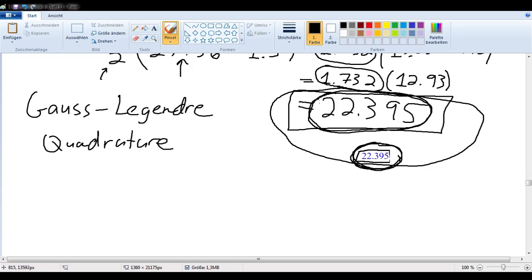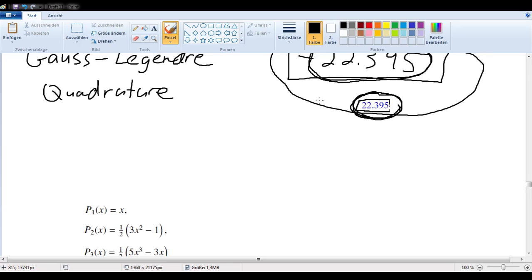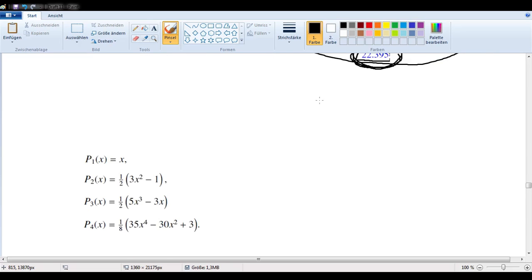So now to round out this series about Gauss-Legendre Quadrature, I thought I'd show you a couple of things that you might be interested in looking at in the future, if this happens to be a topic that interests you.